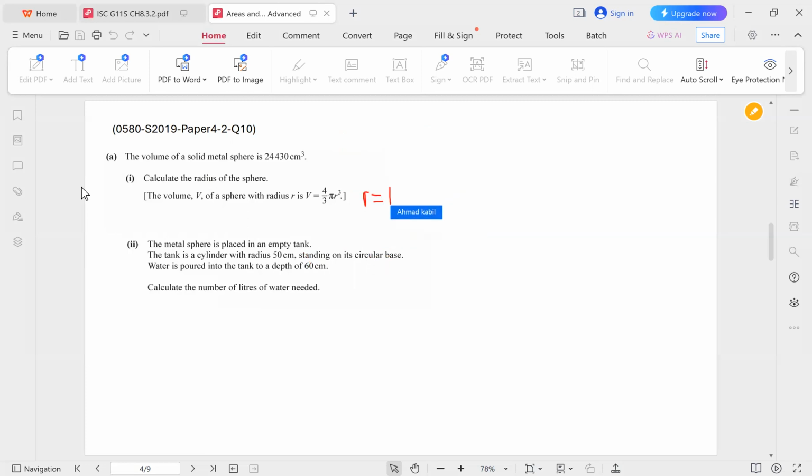R equals 18. The metal sphere is placed in an empty tank. The tank is a cylinder with radius 50 standing on its circular base. Water is poured into the tank to a depth of 60. Calculate the number of liters of water needed. So first of all, let's calculate the volume of the cylinder. So the cylinder is an empty cylinder standing on its circular base, and the R is 50, and the H is 60.